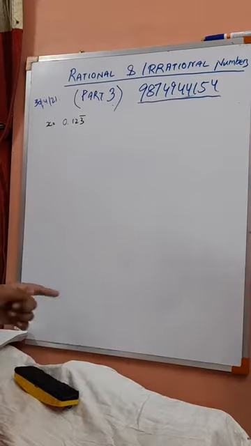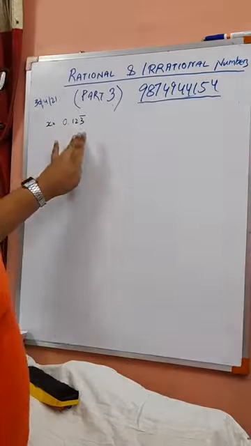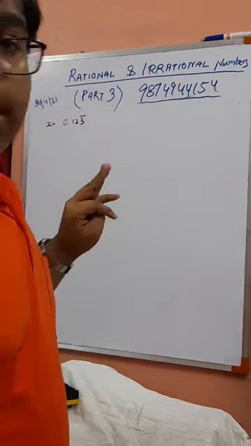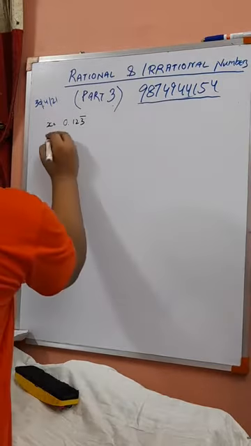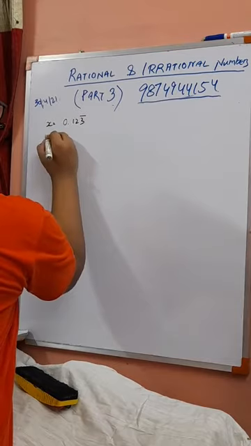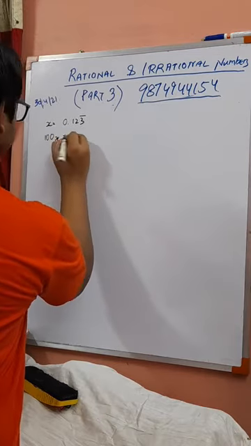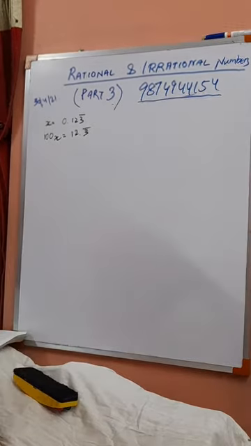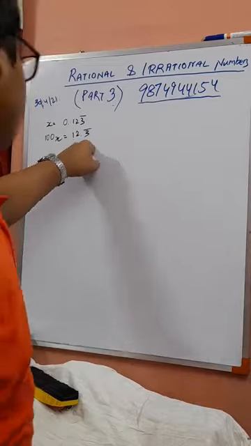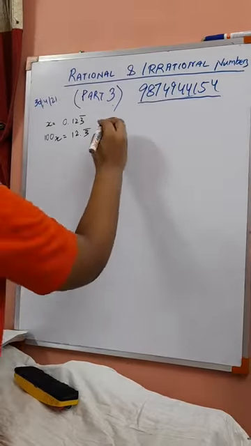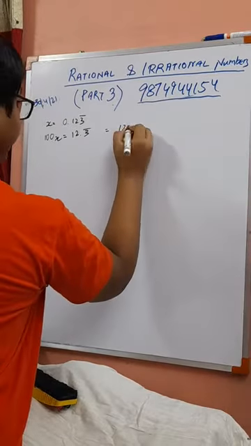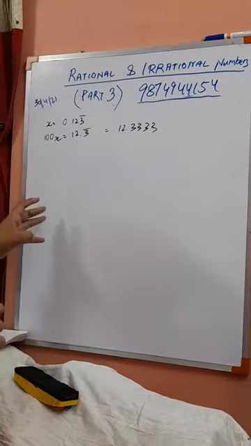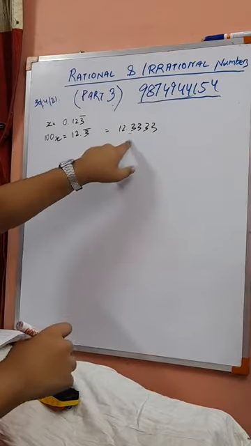Therefore, in this number, we will first take out the non-recurring part from x. For taking out the non-recurring part, which is 12, we need to multiply x by 100. Therefore, 100x is equal to 12.3 recurring. Now, we can express this recurring part as 12.3333.